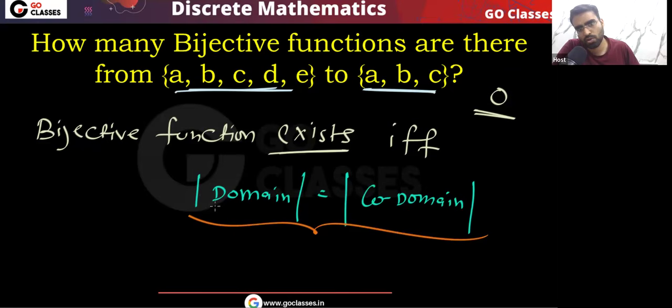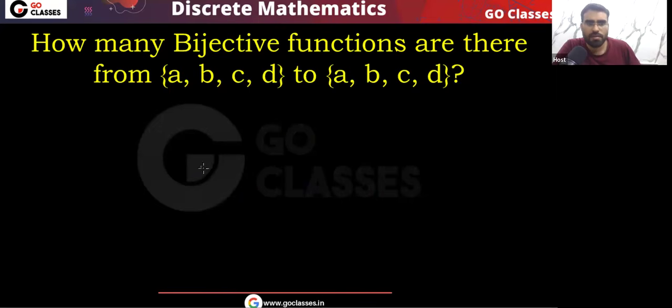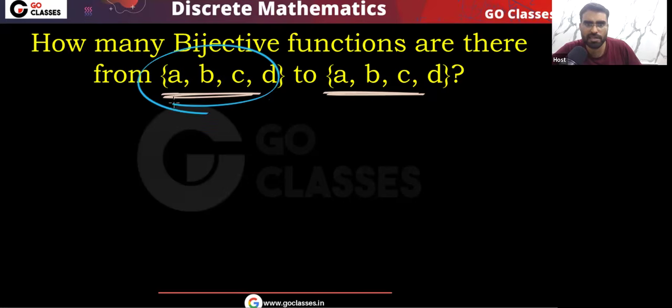If and only if domain cardinality is equal to codomain cardinality, in this situation a bijective function will exist. Now tell me the answer for this one. How many bijective functions? Again, the answer is 0. What about this one? From ABCD to ABCD, how many bijective functions are there? Now will a bijective function exist or not? Yes, it will exist, because domain cardinality is equal to codomain cardinality. So a bijective function will definitely exist.